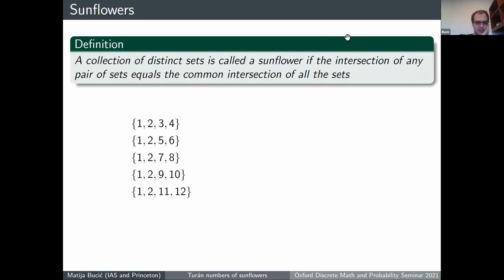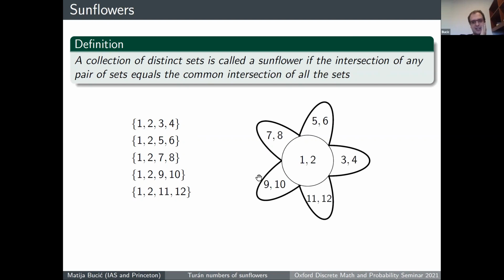Okay, so let's look at some examples to make sure we're on the same page. Here is a collection of sets. All of them contain 1, 2, and are otherwise disjoint. So this is a sunflower because any two of them intersect in 1, 2, but also all of them intersect in 1, 2. So why is it called a sunflower?